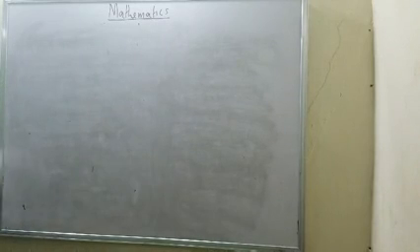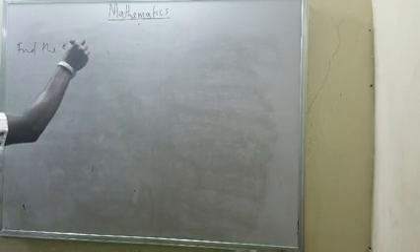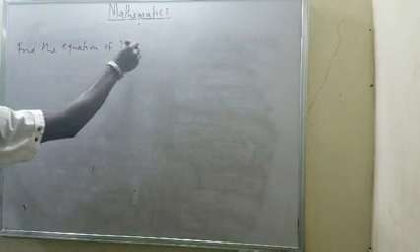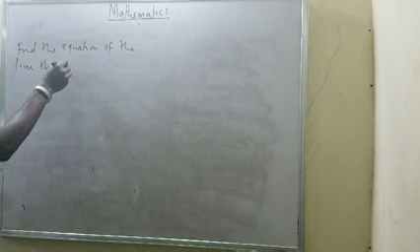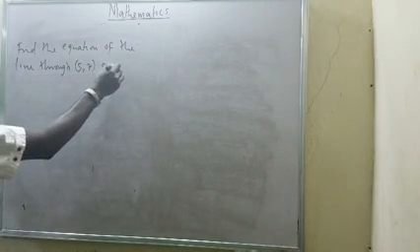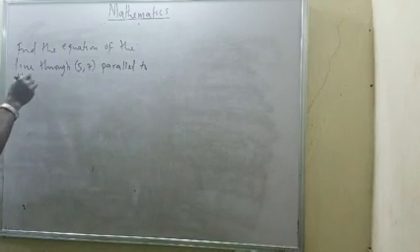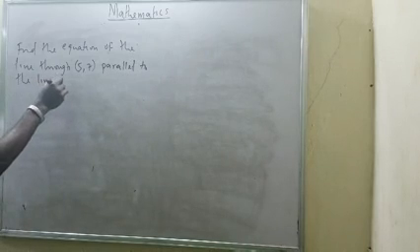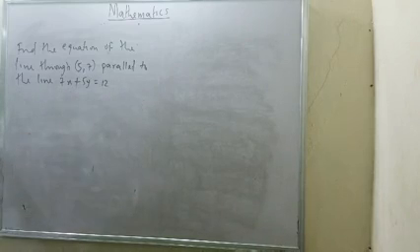How will I know? Let me generate some questions from this past examination. Okay, find the equation of the line (2, 5, 7) parallel to the line 7x equals to 12. Now, I want to solve this question.